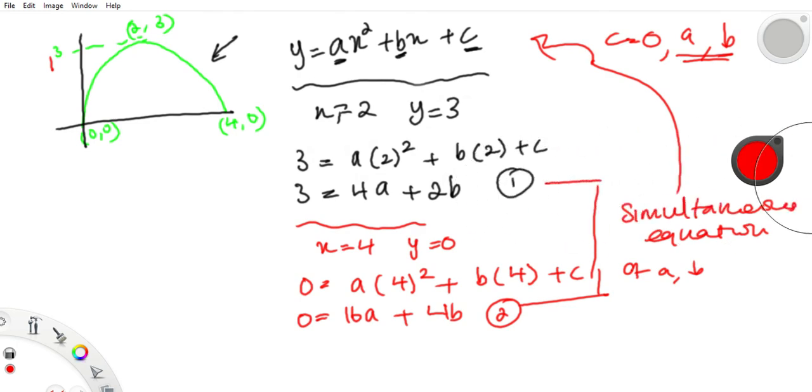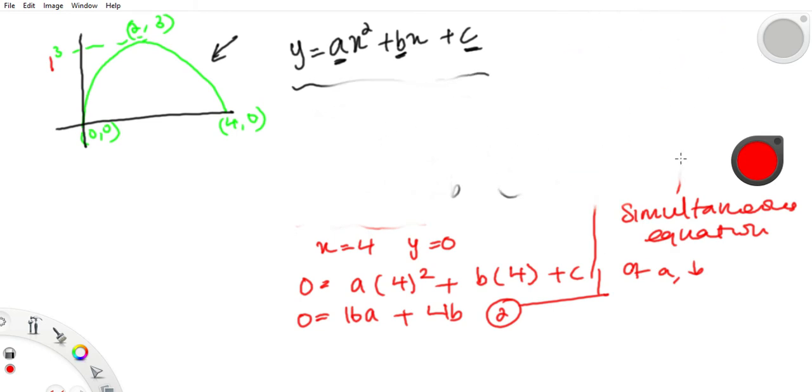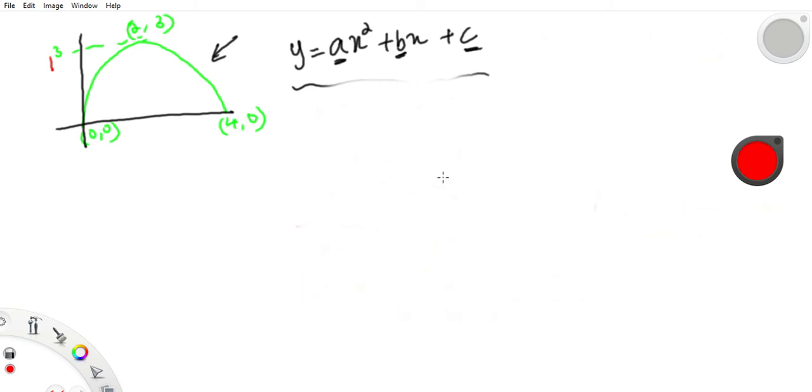I need to write this down because I made a mistake. 3 equals 4a plus 2b, and the other one is 16a plus 4b. Where'd the pen go? If I go to File, New. No, I could have just dropped out. Actually, that's what I'm going to do. I'm going to drop this out.